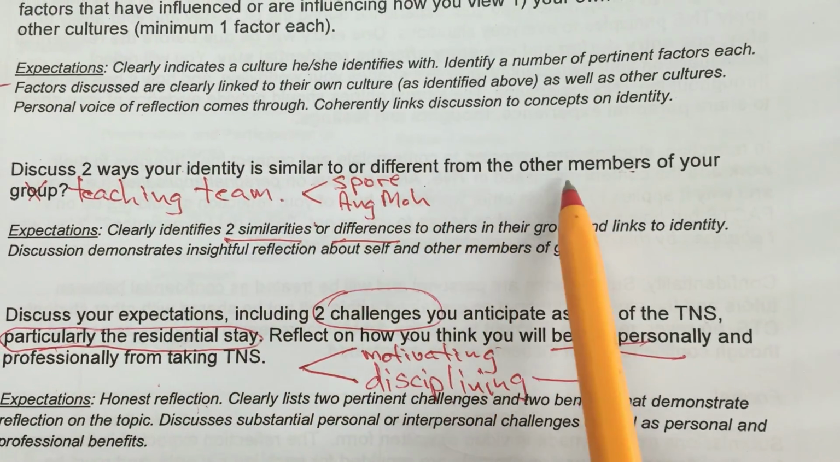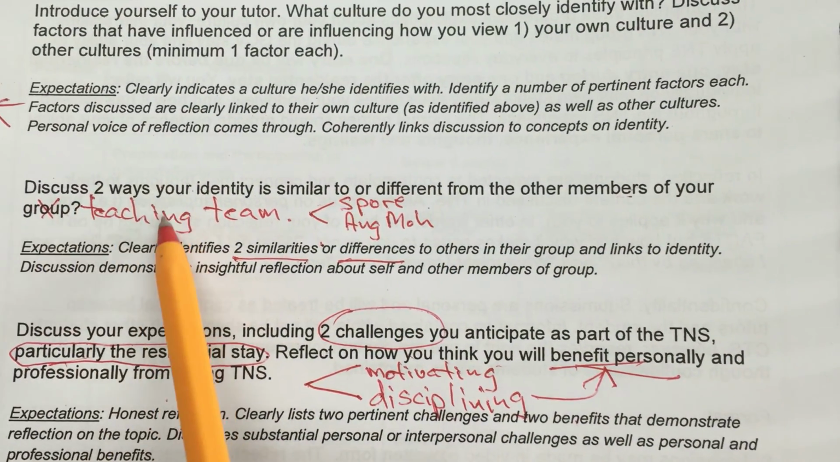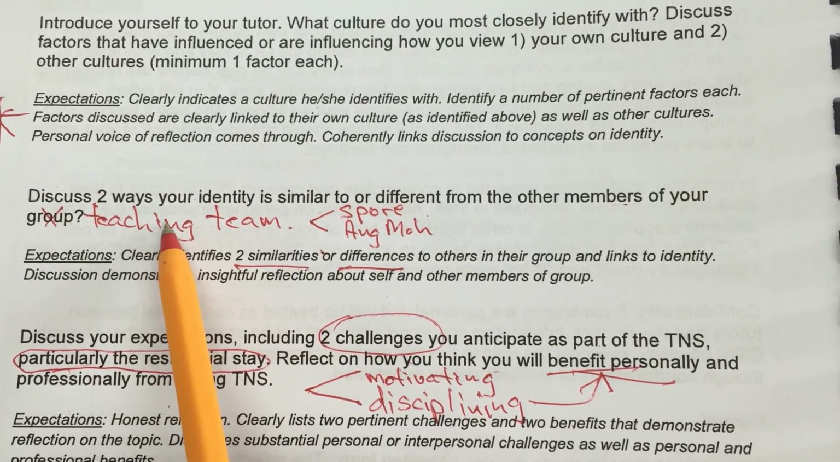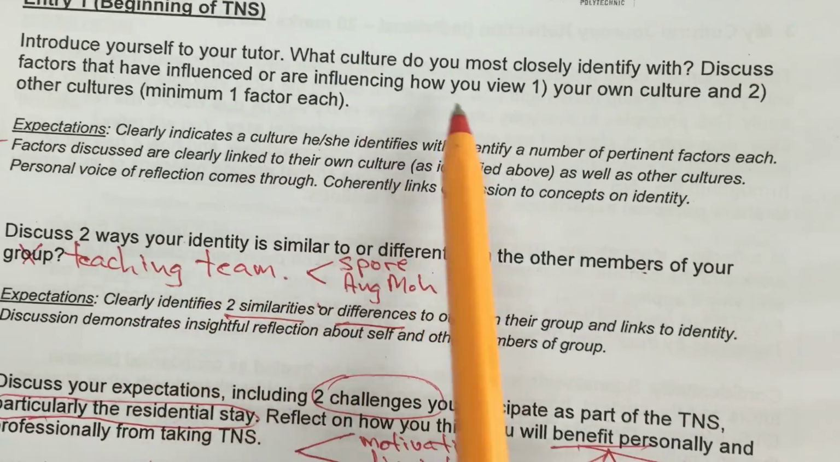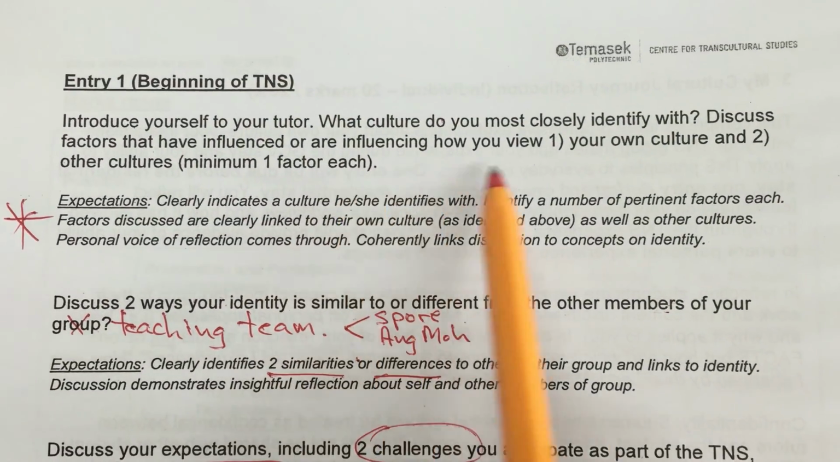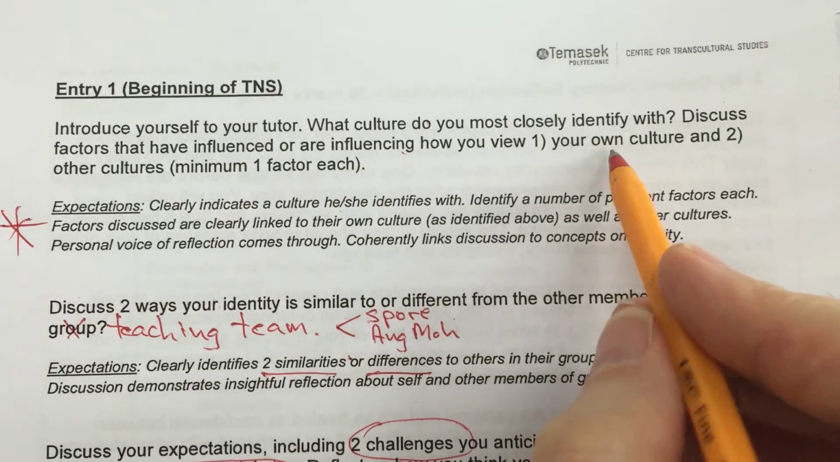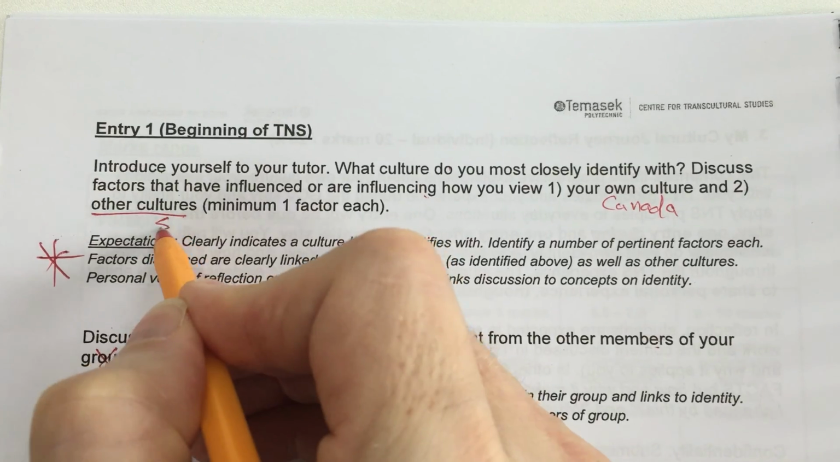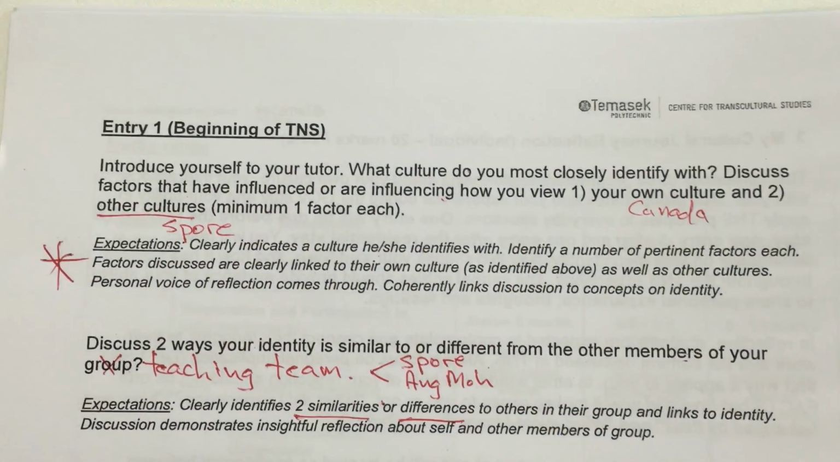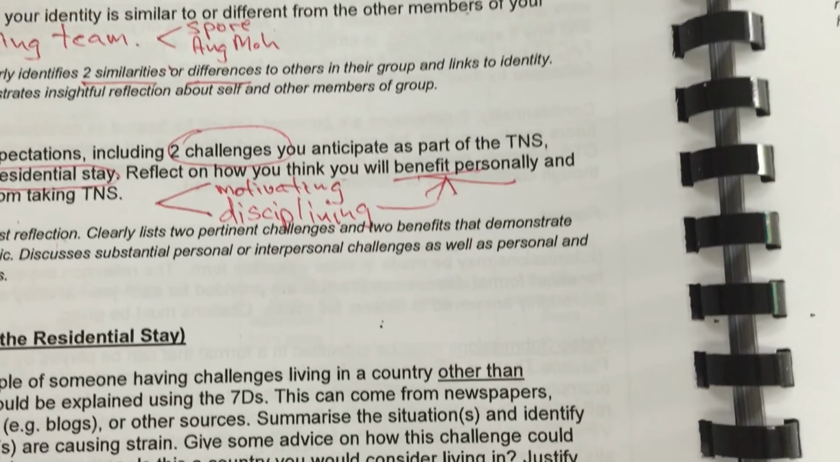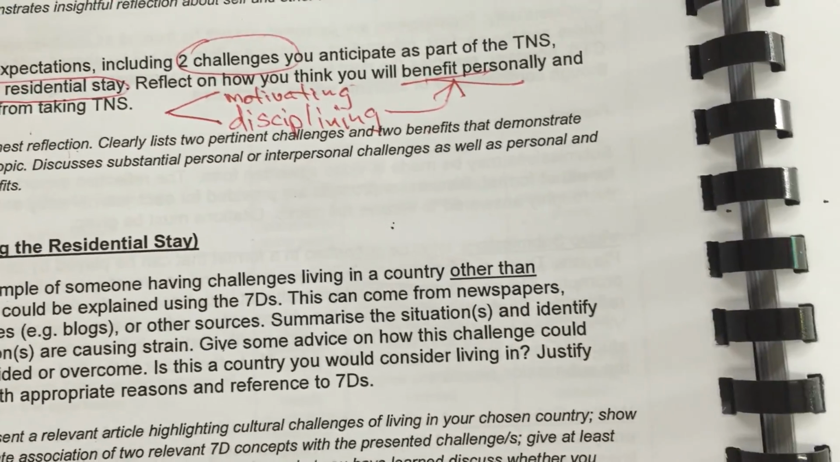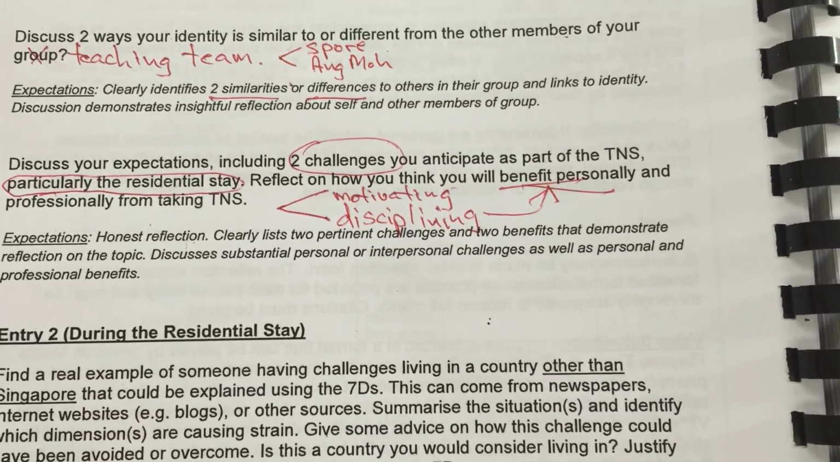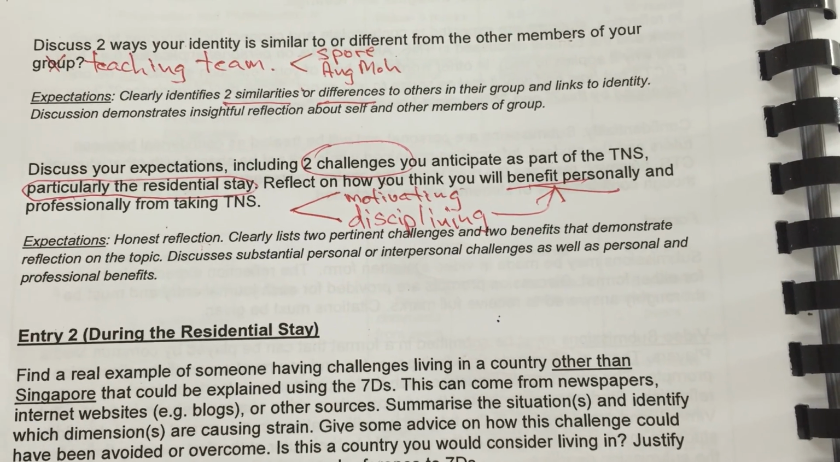Discuss 2 ways your identity is similar to or different from the other members of your group. So all I have to say is talk about similarities and differences. I don't have to talk about advantages and disadvantages, just similarities and differences. This one here, I have to say, who am I? And how does it affect how I view, in this case, Canada? And this time other cultures, and I'll probably use Singapore as my specific example. Okay, so that's my notes for what I'm going to do. And that's all I think you really need to do, because then it shouldn't be such a problem to talk.